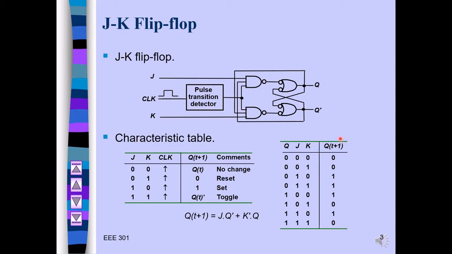So if you do the K-map and simplify it for Q(t+1), you'll find this kind of equation. If you put all the values in the K-map, Q(t+1) equals J Q prime plus K prime Q.